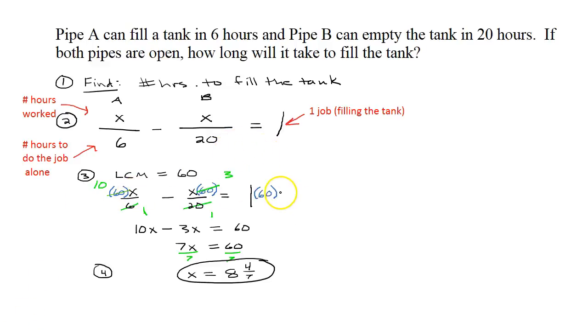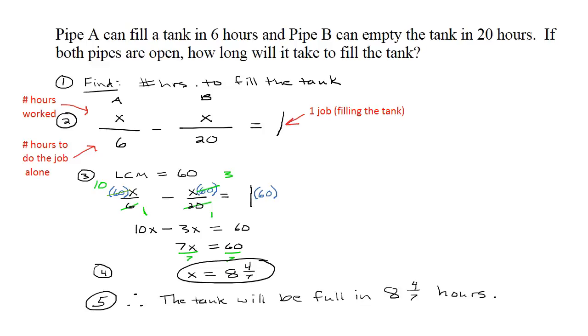When we multiply through by 60 and do our canceling, we end up with 7x equals 60, divide by 7, and x equals 8 and 4/7. So then I just write my conclusion. The tank will be full in 8 and 4/7 hours.